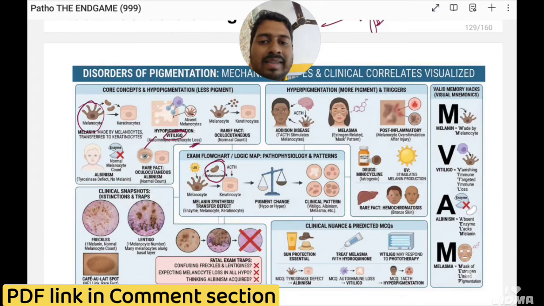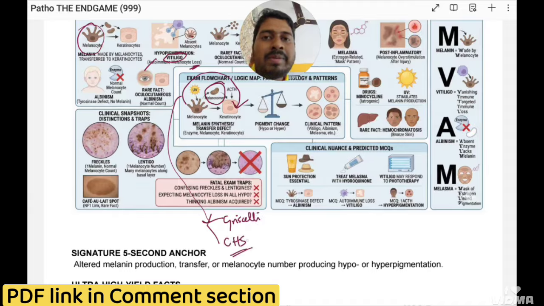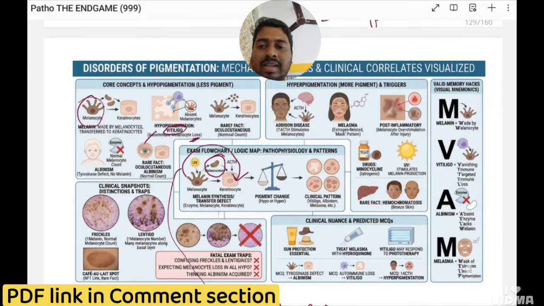Now there is something called melanosome transfer defect. I told you that transfer from melanocyte to keratinocyte takes place. If this transfer is defective, it can lead to two syndromes: one is Griscelli syndrome and one is Chediak-Higashi syndrome. Remember, Chediak-Higashi, LYST protein defect. We had seen it in primary immunodeficiency disorders, where the differential diagnosis was chronic granulomatous disease. Now these are related to hypopigmentation.